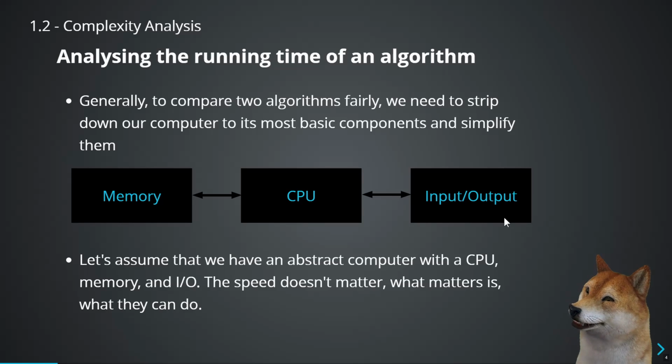Generally, when you compare two algorithms, we're going to strip down a computer to its most basic level. Let's think about an abstract machine that only has memory, CPU, and input-output. We don't actually have to care about input-output either. It's just so that we can communicate with the computer. Most importantly, you've got the memory and the CPU. The speed doesn't actually matter. What matters is what they can do. Memory, you can read and write. CPU, it can do the basic operations. So what are these basic operations?